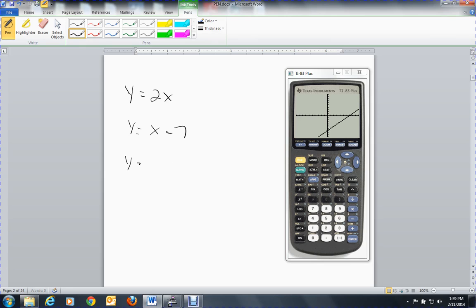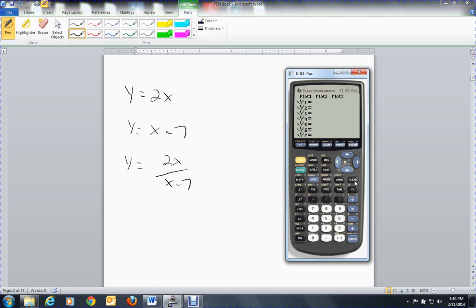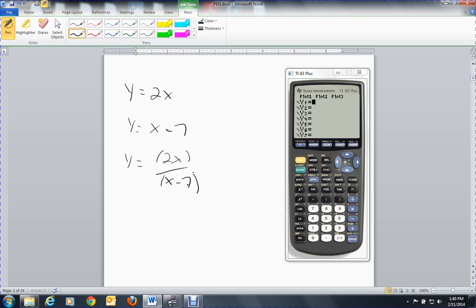Let's graph y equals 2x divided by x minus 7. Now on this one I want to make sure that I have this typed in correct form. So what that means is I need to put the numerator inside parentheses and the denominator. So anytime you have a fraction you're not sure about, always use parentheses. So let's type in parentheses 2x close parentheses divided by x minus 7. Close parentheses and hit graph. It's going to be a strange looking graph, but that's how you type it in.